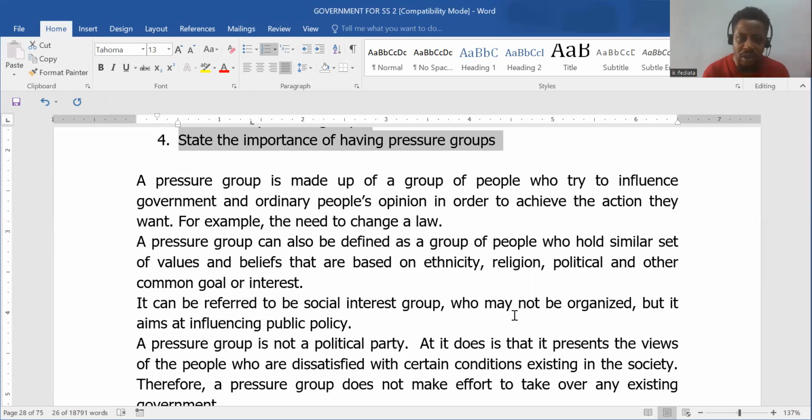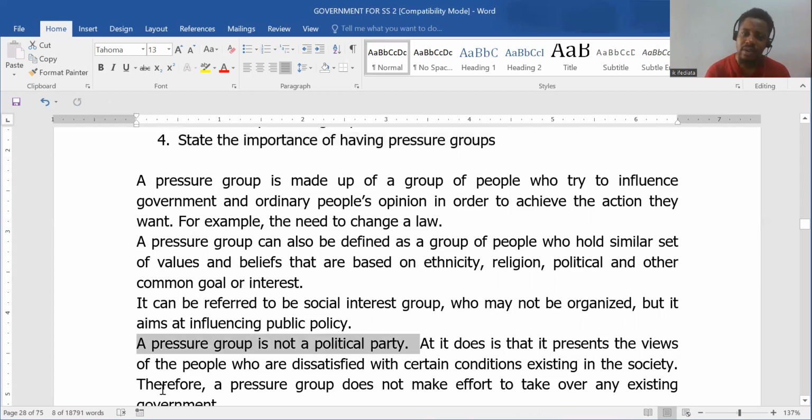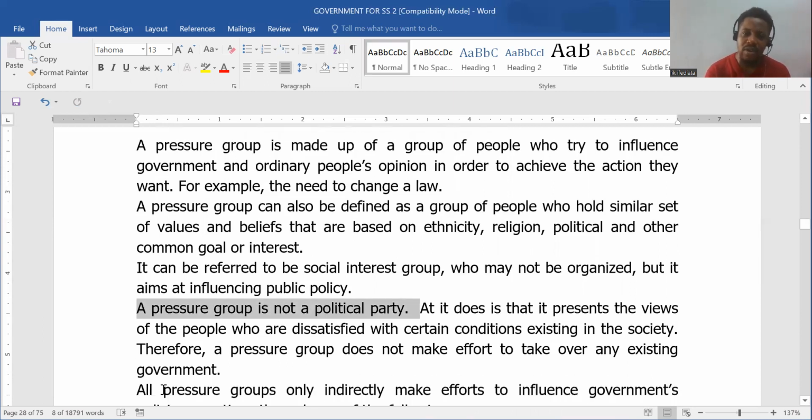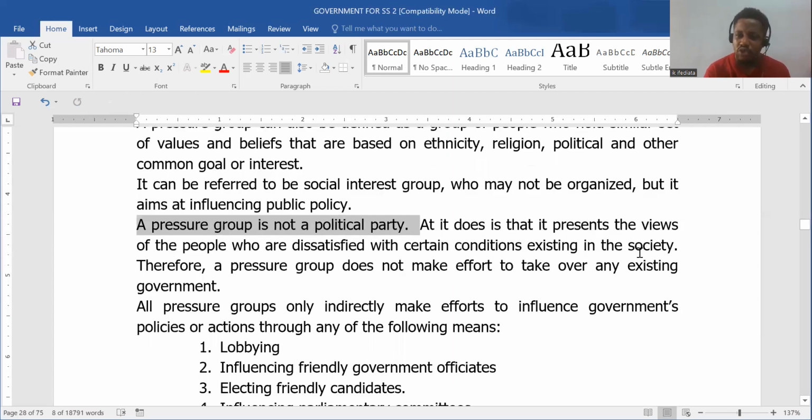Right? So a pressure group is not a political party. Note that. Right? It does not make effort to take over from the government. What they try to do is influence government policies, influence government decisions in the interests of their members.